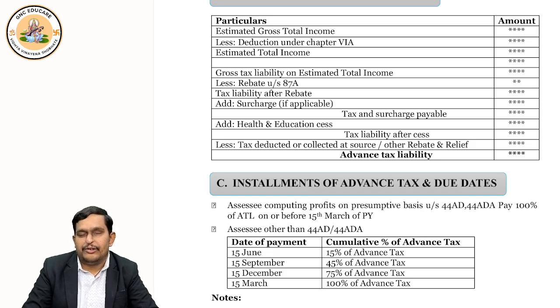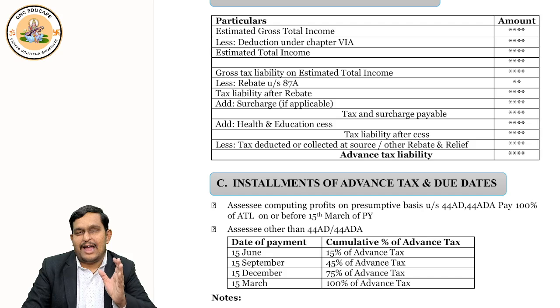So if you deduct the relief and the rebate in tax, finally you will get the advance tax liability. Clear to all of you? I don't feel there should be any doubt. Let me repeat for all of you.